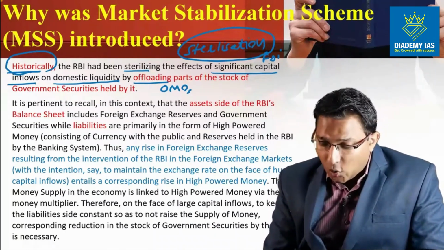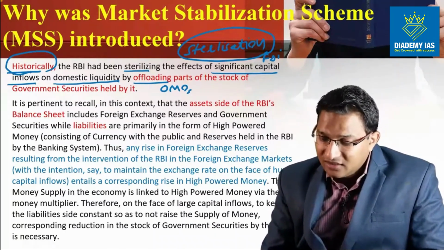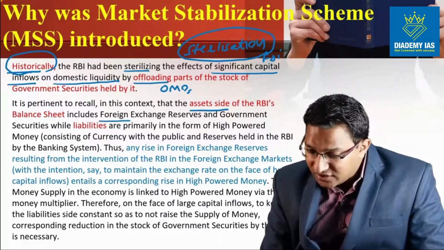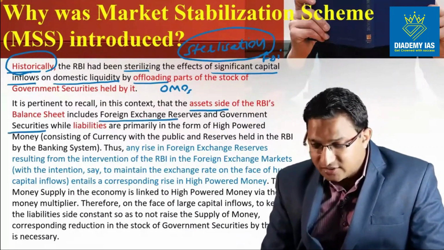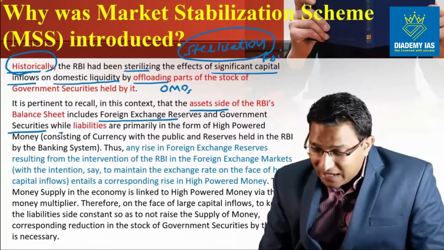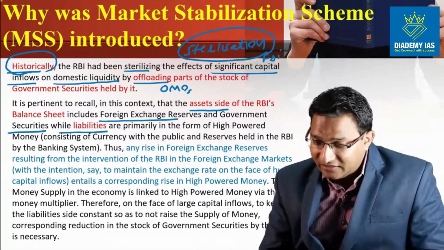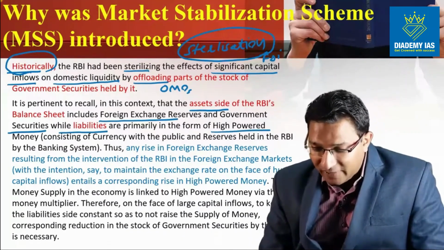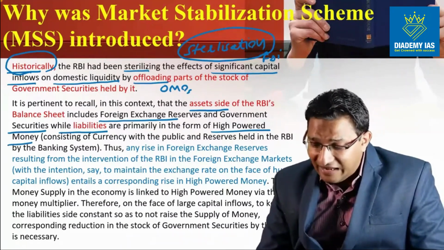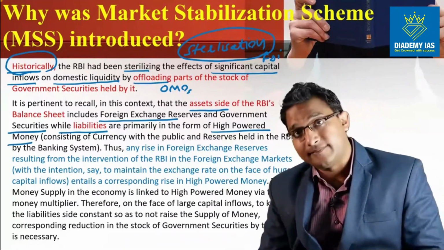It is pertinent to recall in this context that the asset side of the RBI balance sheet includes foreign exchange reserves and the government securities. So we have already seen in the last slide, while the liabilities are primarily in the form of high-powered money consisting of currency with the public and reserves held in the RBI by the banking system, right?